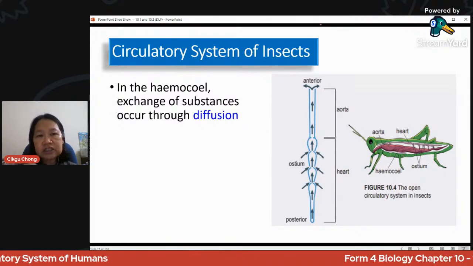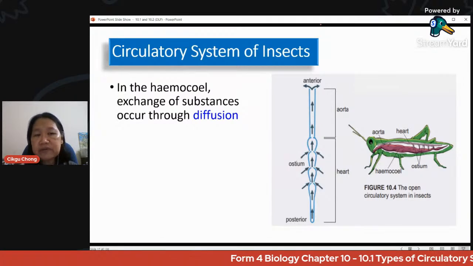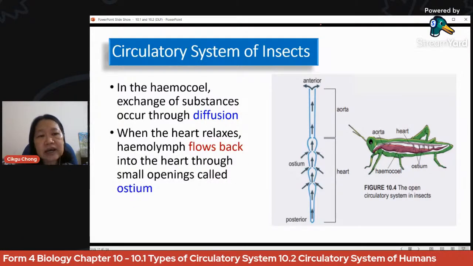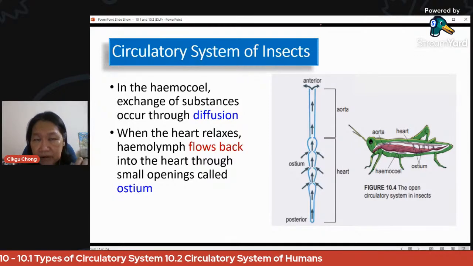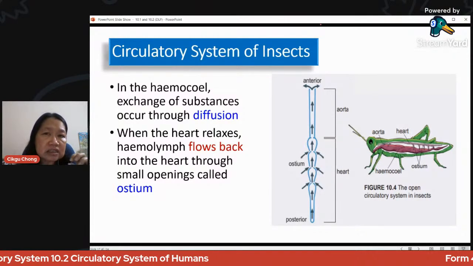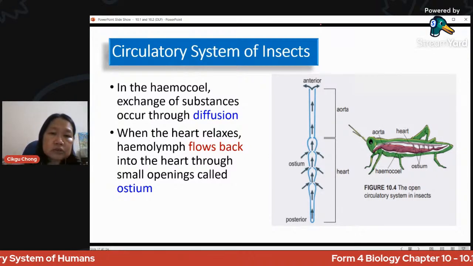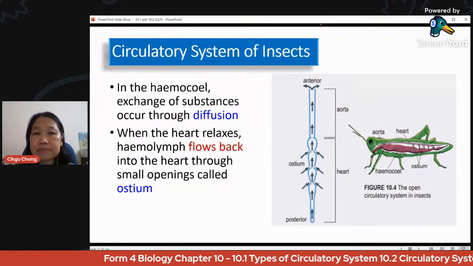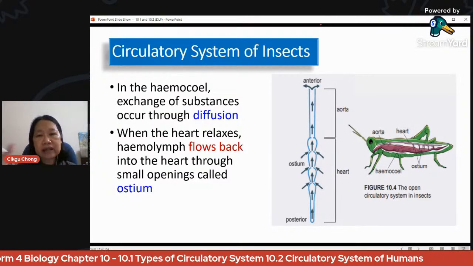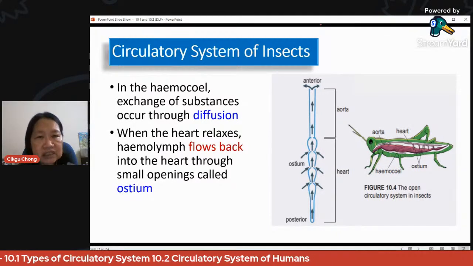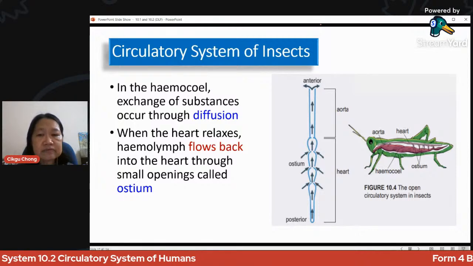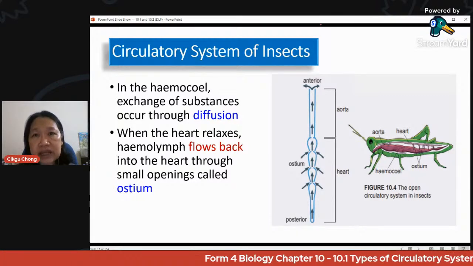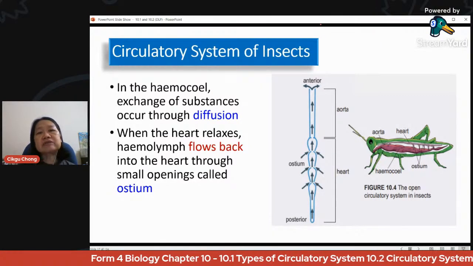Now, in the hemocoel, the exchange of substances will occur through diffusion, all right? So whatever is needed to come out, it will come out from the hemolymph and pass on to the body cells. And then after that, when the heart relaxes, just like it was pumping, right? It pushes out. Now when it relaxes, it has the opposite action of drawing back. So now the blood comes in back into the tubes, the openings of the heart there, called ostium. Okay, and then it will move forward again, and then it will pump out again. Okay, so this is a very simple circulatory system of insects. It's open, right? Because this fluid makes direct contact with the body cells. Okay, clear?